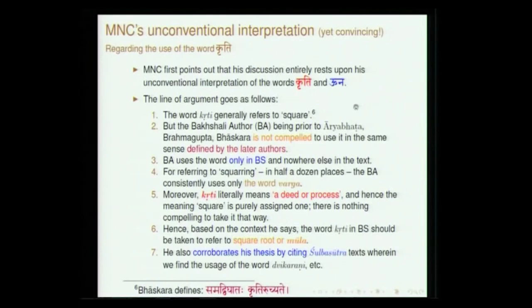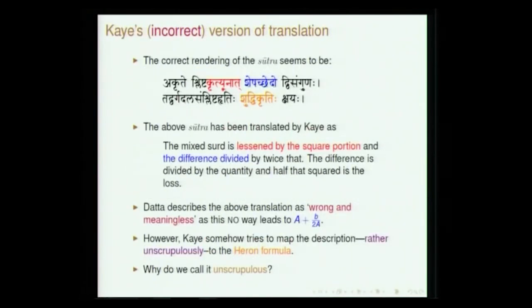So with this, I move on to the explanation of this verse. This is quite instructive, and therefore I thought I will spend some time explaining the kind of approach taken by Channabasappa. This is a very scholarly article. Here we have the verse: akrite shlishta krityunat sheshachhedaha dvisangunaha tadvargadala samshlishta hrutihi shuddhi krutihi kshayaha. So this is the sutra.